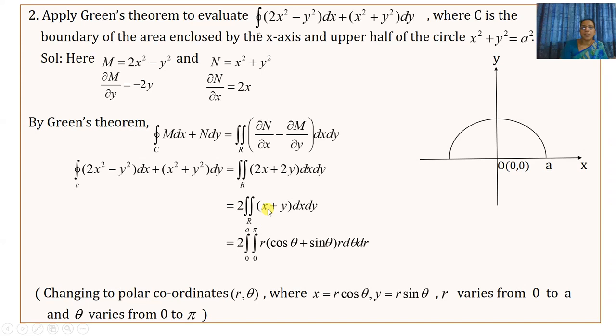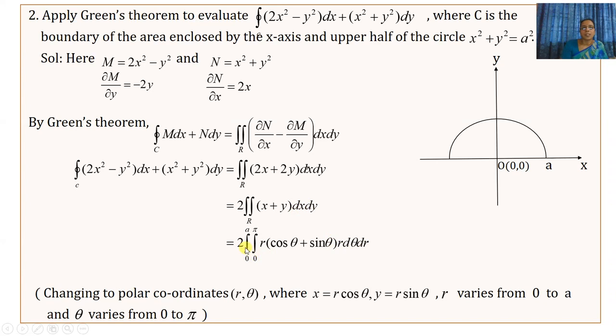So before writing limits, we are changing this into polar coordinates r, θ, where x = r cos θ, y = r sin θ. And r is the radius that is varying from 0 to a. And θ for the upper half of the circle varies from 0 to π only. So therefore the limits of r are 0 to a and θ are 0 to π. Substituting x = r cos θ, y = r sin θ, dx dy becomes r dr dθ.